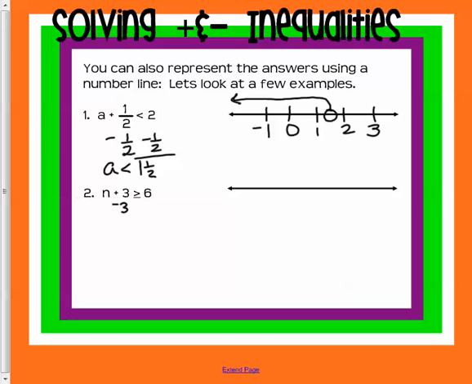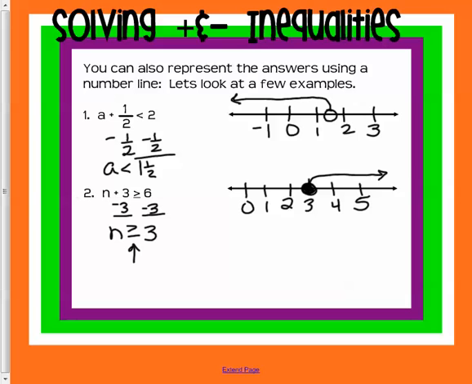On this one, I'm taking away 3. So n is going to be greater than or equal to 3. So again, I'm going to make my numbers on my number line. But notice this time that it's an equal to. So I'm going to make a closed dot, which means on my graph, it could be 3, and it could also be any number that's greater than 3. So I'm going to draw my arrow to all the numbers that are greater than 3.